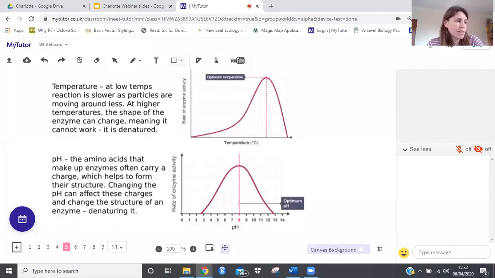Would you call an enzyme denatured in an exam when the optimum pH is passed? So pH of more than 8. I don't think you could categorically say it was denatured until it's hardly working at all, so down in this area of the graph, but you could say that the pH is affecting the structure of the enzyme, so it's not working as well. So it's not working at its optimum rate, the best way that it possibly can.